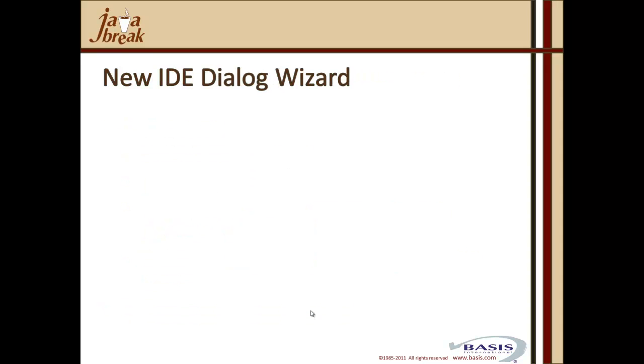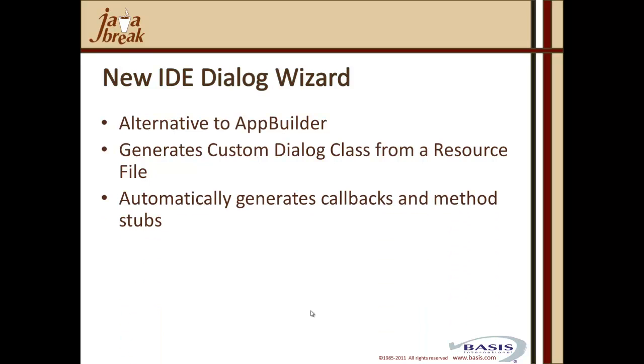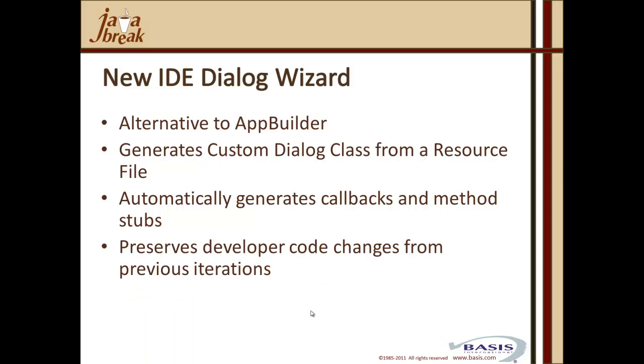Let's firstly look at the new IDE Dialog Wizard. It's an alternative to App Builder. It generates a custom dialog class from a resource file. It automatically generates all the callbacks and method stubs. So as you might expect, it's fully object-oriented. It preserves your developer code changes from previous iterations of the Dialog Wizard.